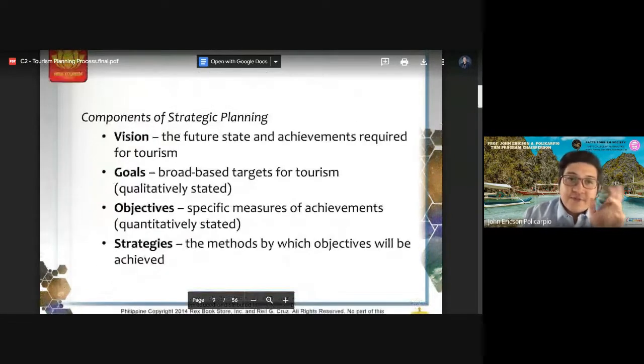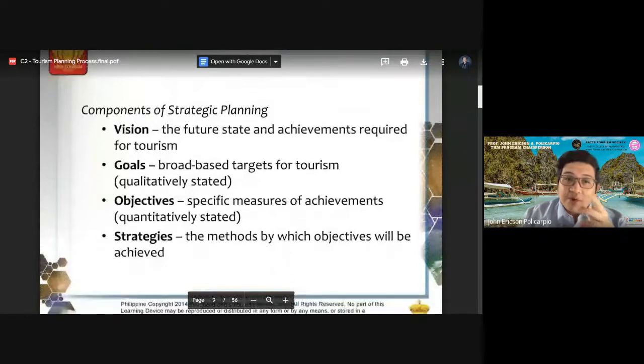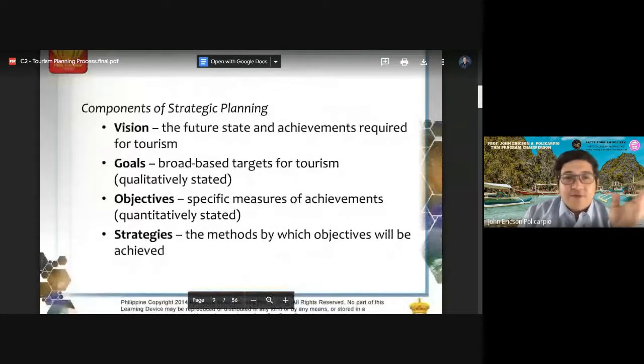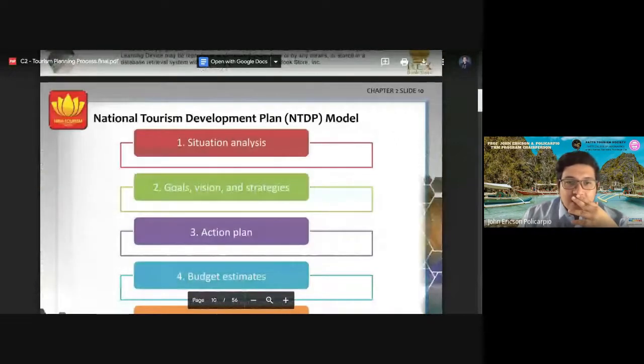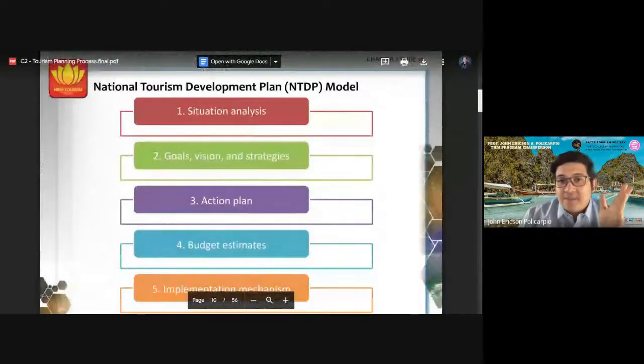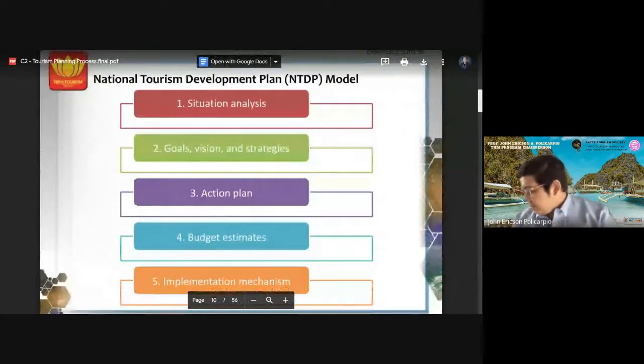So basically, there are different components of strategic planning. We already know about this one. We have discussed this on the first week, di ba? The vision, goals, objectives, and the strategies itself. Now, let's focus on the next planning model. This is basically a local-based planning model in terms of the development of the National Tourism Development Plan, or our NTDP.